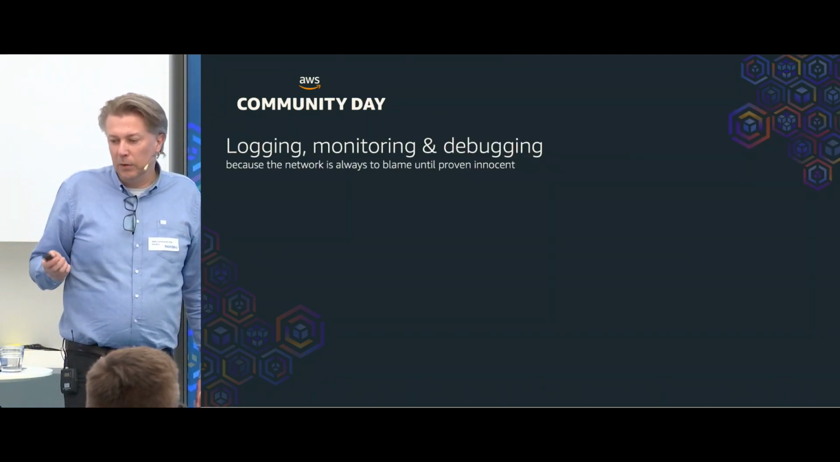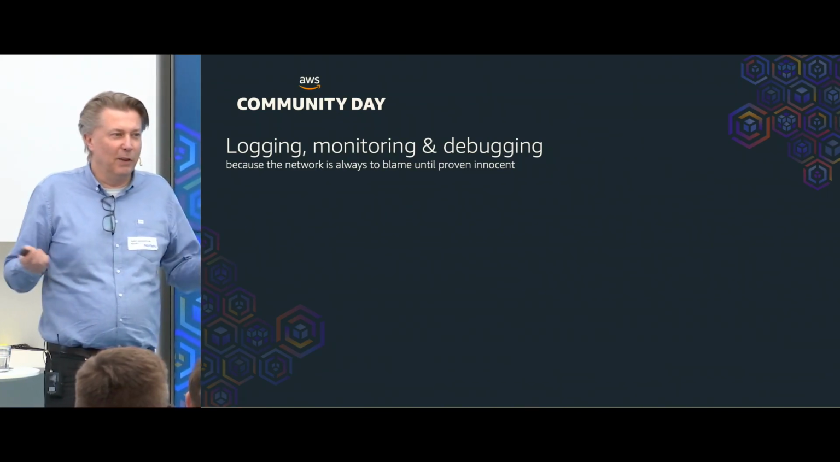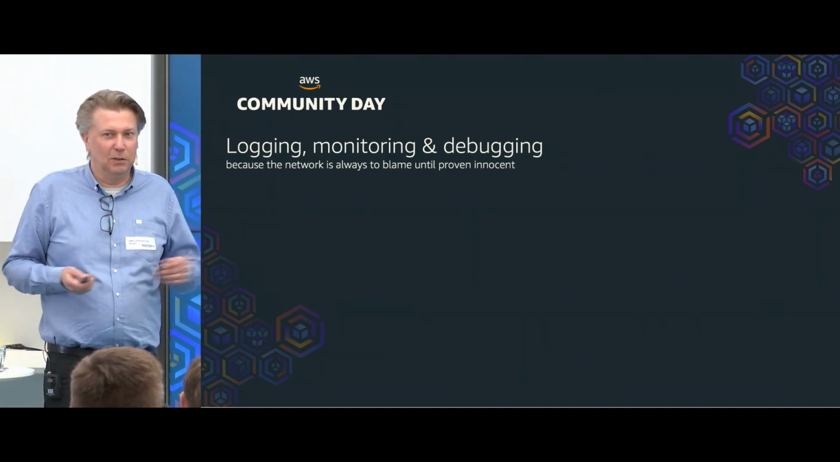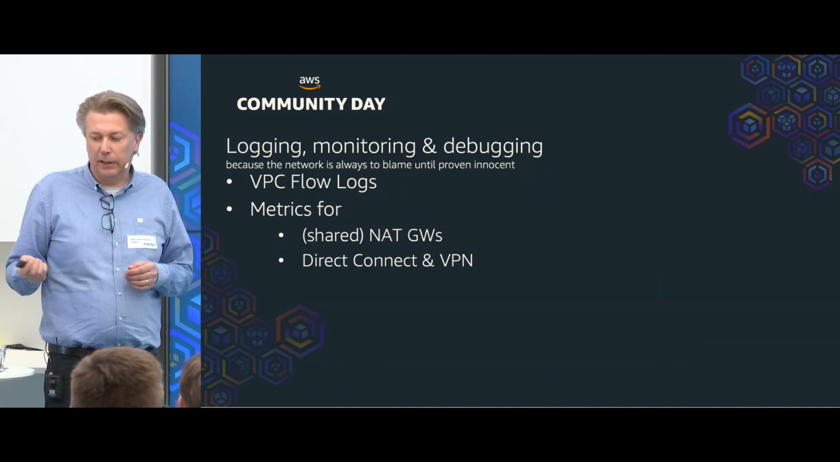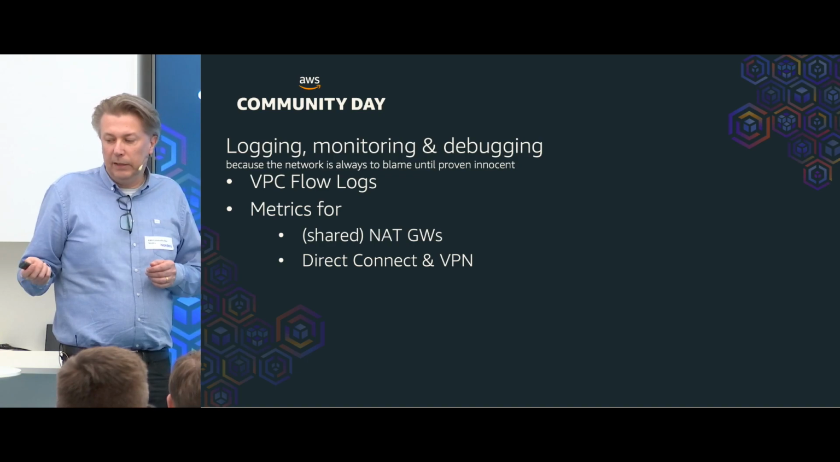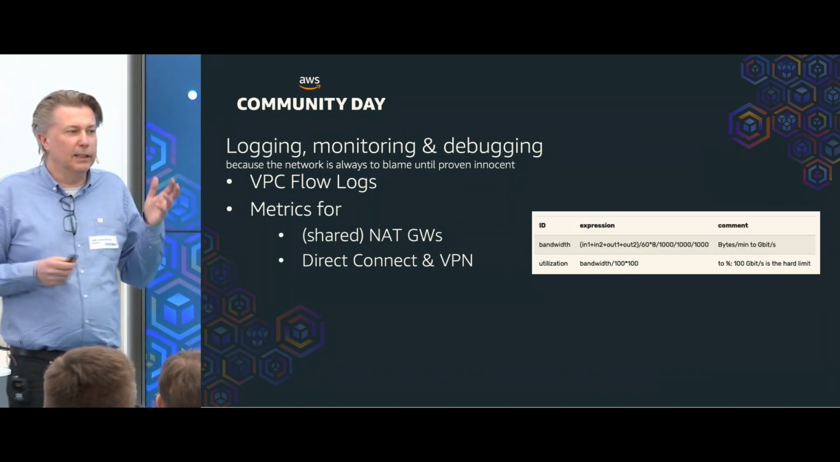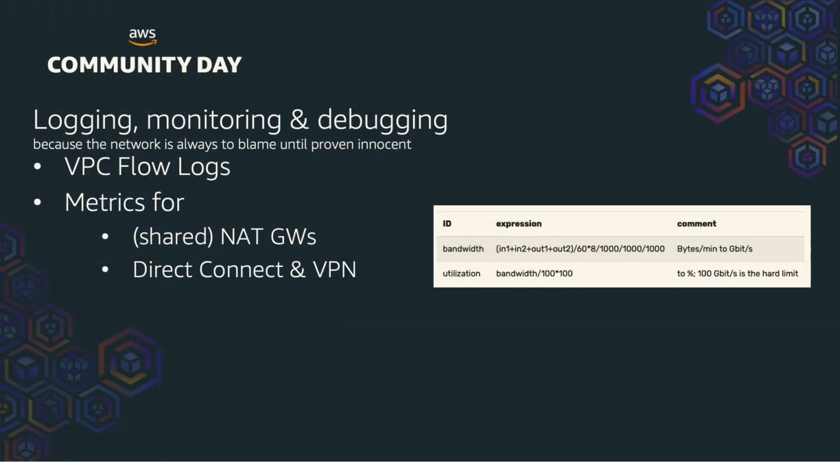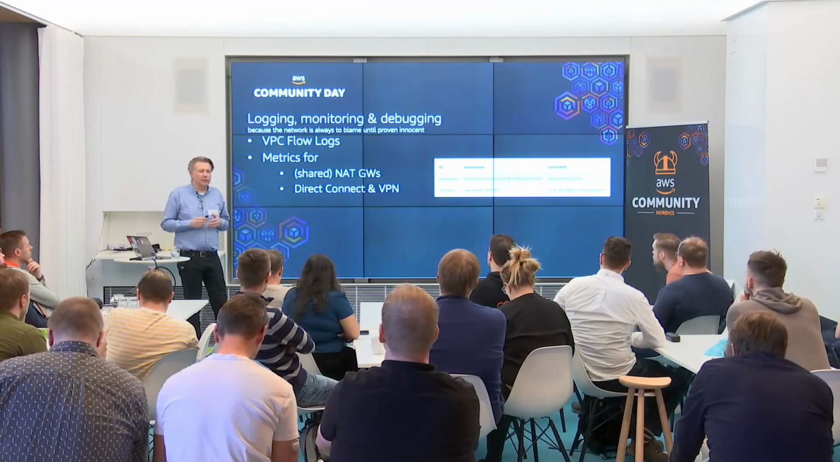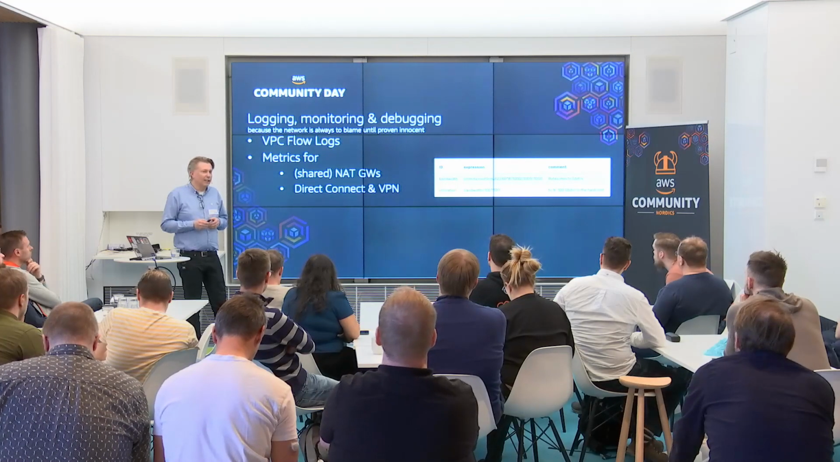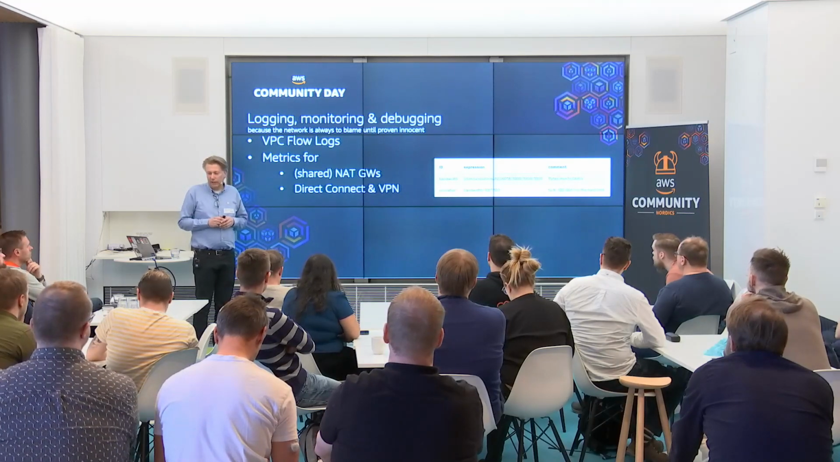Before wrapping up, a couple of words about logging, monitoring, and debugging, because the network is always to blame until you prove you are innocent. So that's how it goes. There are tools like VPC flow logs. You can get metrics for NAT gateways, Direct Connect, VPCs. The thing with the NAT gateway metrics is that for some reason you don't have a metric for how much of the NAT capacity you are using there by default. But luckily, with CloudWatch metric math, you can do simple math expressions. You can actually do that. So you can see that, okay, I'm using 85% of my shared NAT capacity. Maybe I should think about some extra capacity here, or have a look at why this is so high if it's not behaving as you expected.